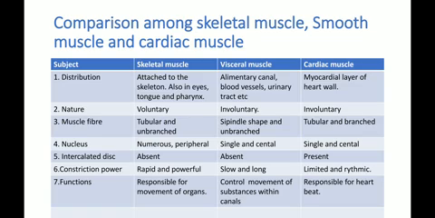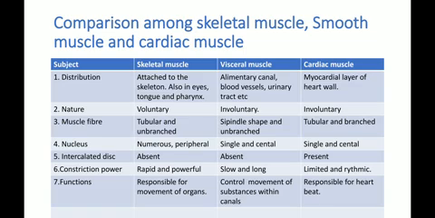Muscle tissue, muscle fiber. Now, the shape or structure of the skeletal muscle. The skeletal muscle fibers are tubular in shape and unbranched, and visceral muscle cells are spindle shaped and unbranched, and cardiac muscle is tubular in shape and branched.